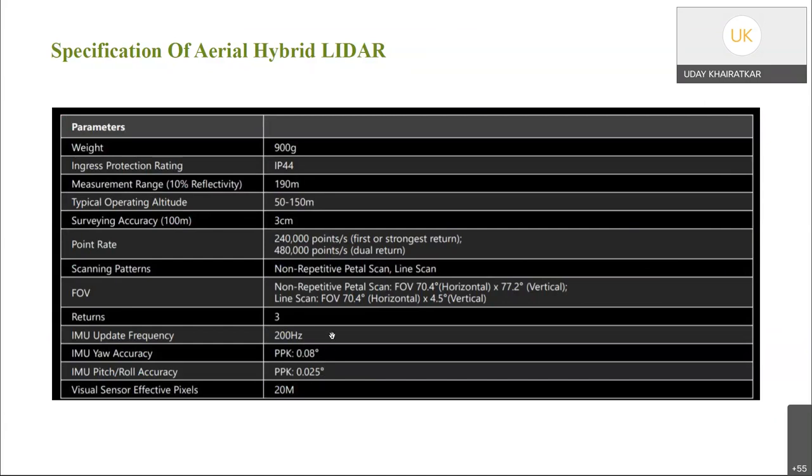These are technical details. The weight of the equipment was 900 grams. Protection rating was IP44. Measurement range was 10% to 190 meter. Typical operation altitude was 50 to 150 meter. Surveying accuracy 3 centimeter. Point rate 240,000 points per second for first or strongest return, then 480,000 points for the dual return. Scanning patterns: non-repetitive petal scan, line scan. These are the technical details.